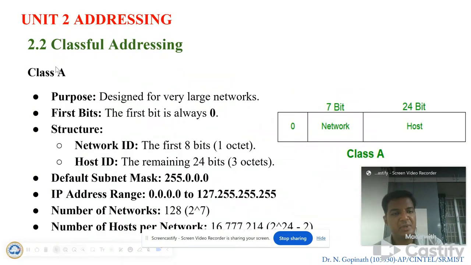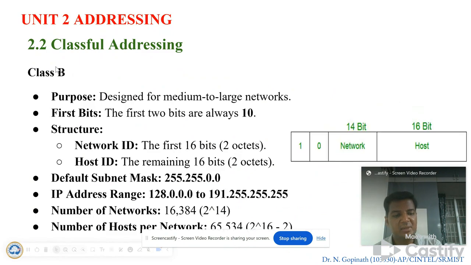The purpose of class A is that it is designed for very large networks. The first bit is always 0 and the structure is given as network ID, the first 8 bits, and host ID, the remaining 24 bits. The default subnet mask is 255.0.0.0 and the IP range is from 0 to 127. Number of networks is 128.